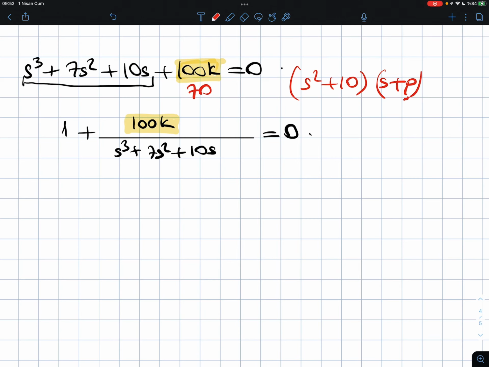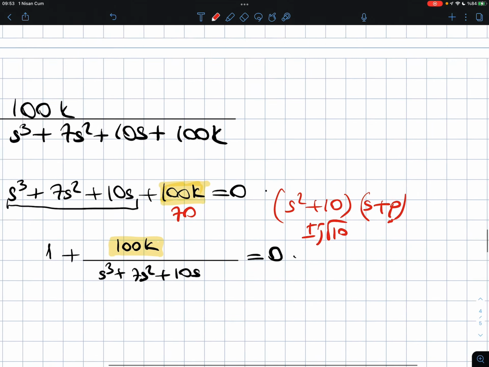We can also find what p is, but that's not the point here. It should be equal to s squared plus 10 times s plus p, because two of the roots should be at plus minus j square root of 10. Now, if you choose 70 for k, then this will become 7,000, and I don't think that the roots will have plus minus j square root of 10. You can check this using MATLAB, but I'm not going to go into further detail here.